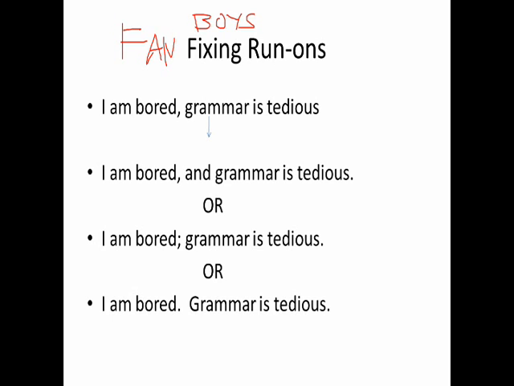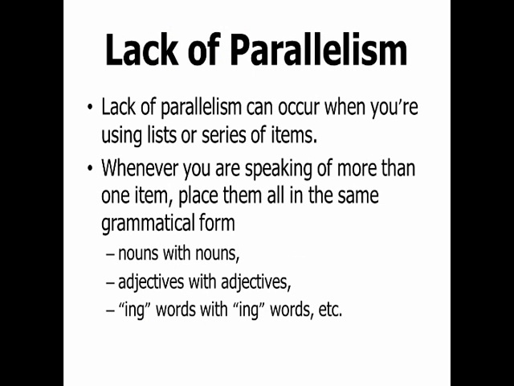So you have here the coordinating conjunction and. I am bored and grammar is tedious. You can also use a semicolon here. I am bored, semicolon, grammar is tedious. Or just end it with a period. I am bored. Grammar is tedious. Now here comes the lack of parallelism. This one is very common, especially if you are writing a very long sentence with a lot of nouns. So lack of parallelism can occur when you're using a list or series of items.